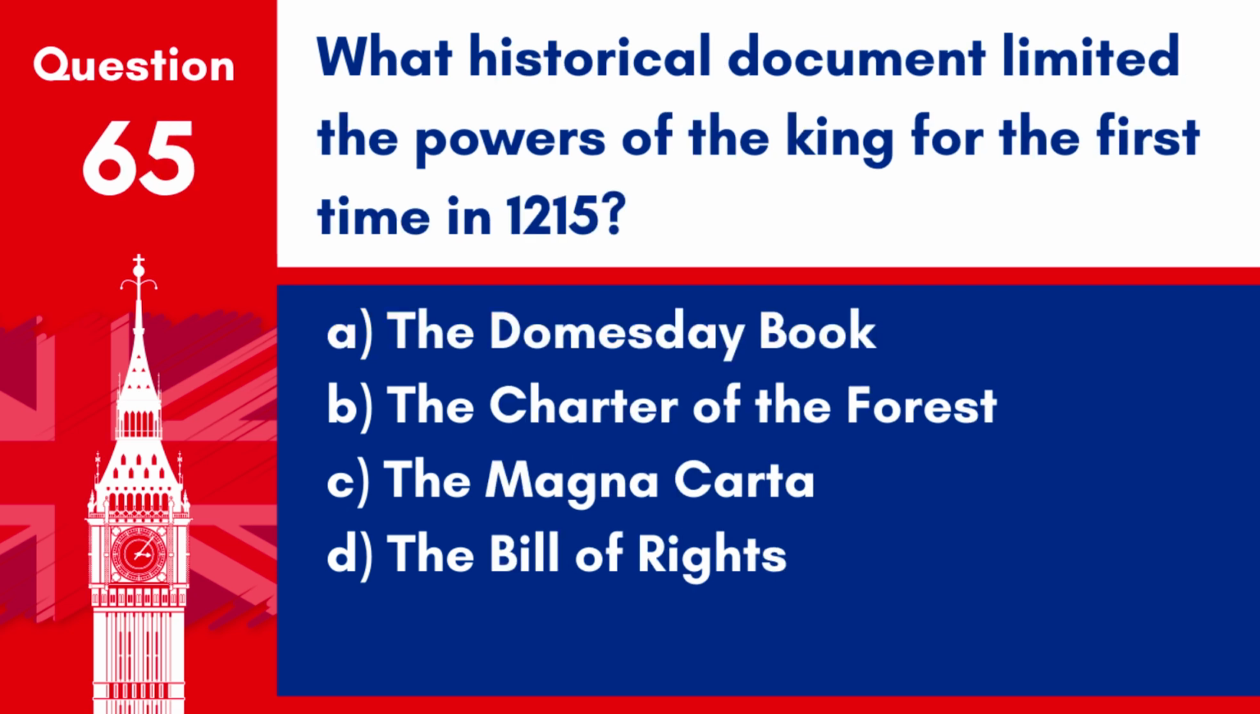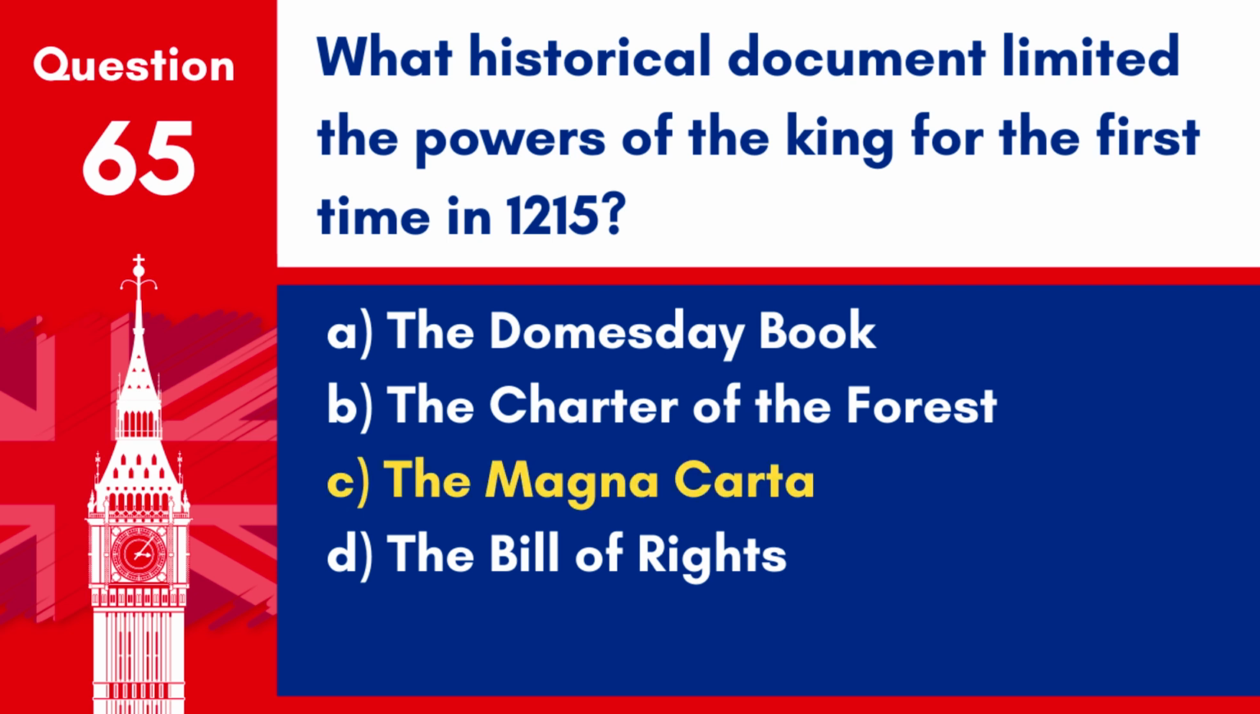Question 65. What historical document limited the powers of the king for the first time in 1215? A. The Domesday Book. B. The Charter of the Forest. C. The Magna Carta. D. The Bill of Rights.